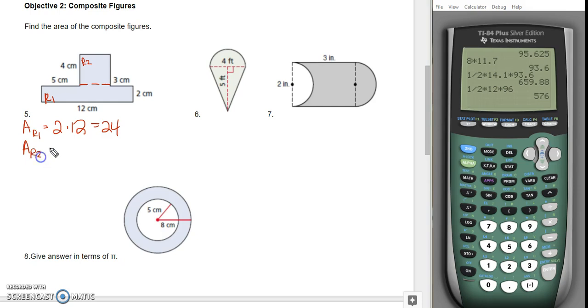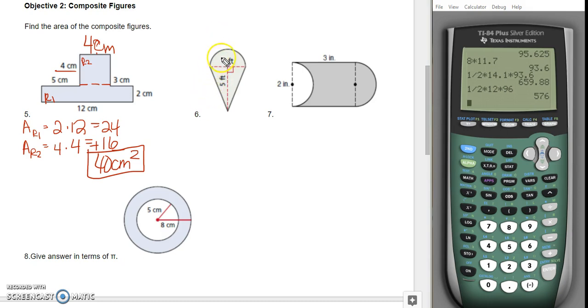The area of rectangle 2, well, I see one of the sides is 4, but I need to know what this one is. Well, I can find it. The entire length is 12, and these other 2 horizontal pieces are 3 and 5. So that means that the top horizontal piece will have to be the difference between them. So 12 minus 5 is 7. 7 minus 3 is 4, which leaves me with 4 centimeters here at the top. So that actually makes it a square. So it's 4 by 4, which gives me 16. Then I take the area of both of those and add them together, and I get 40 centimeters squared. That's the area.